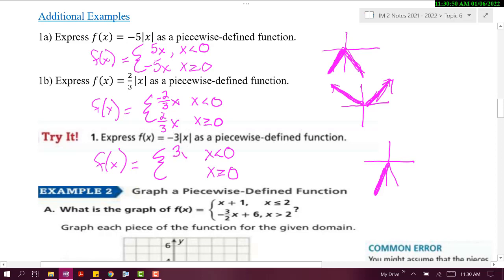So it's 3x. On the right side, it starts going down. It goes down a negative 3 for slope, and then times x. That's all we're doing there.